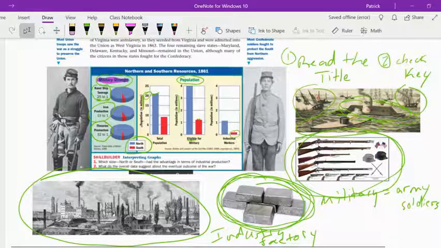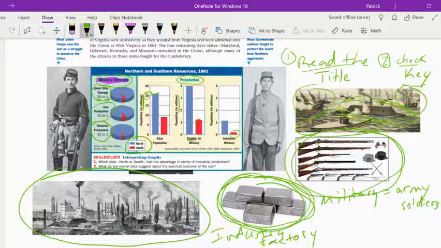So this is how we interpret this graph. Again, don't forget, read the title, check the key, and then start looking at the information and trying to figure out what it means, because it tells a really interesting story.